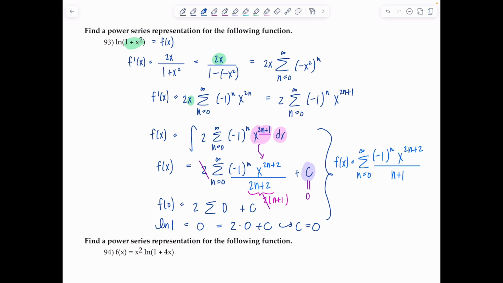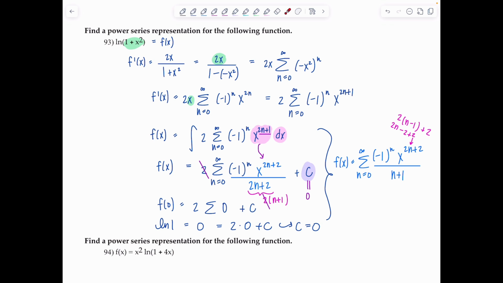Okay. Are we done? Should we box it? Well, remember I said, if possible, we want to leave it as x to the n, or in this case, what would look better, x to the 2n. So if I replace all of the n's with n minus 1 instead, 2 times n minus 1 plus 2, that's 2n minus 2 plus 2. Ooh, that would look good, because then that would just be x to the 2n.